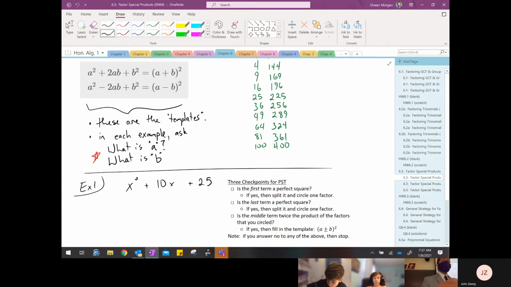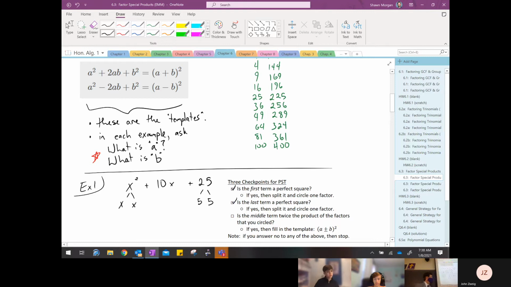Good. So the way that I would work example 1 is I'd say, look, the first term, is it a perfect square? You bet your biscuits it is. It's x times x. Grove, how do you feel about the last term? It is as well. So my first check, is the first term a perfect square? Check. The second check says, is the last term a perfect square? And Grove just said yes. And Grove, I believe you were going to split it up for me too. 5 and 5.